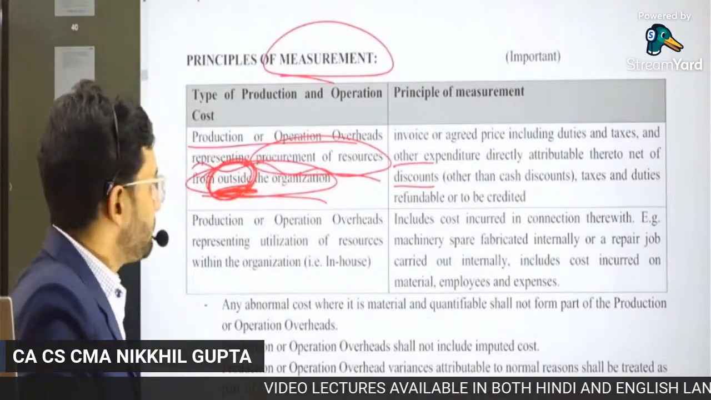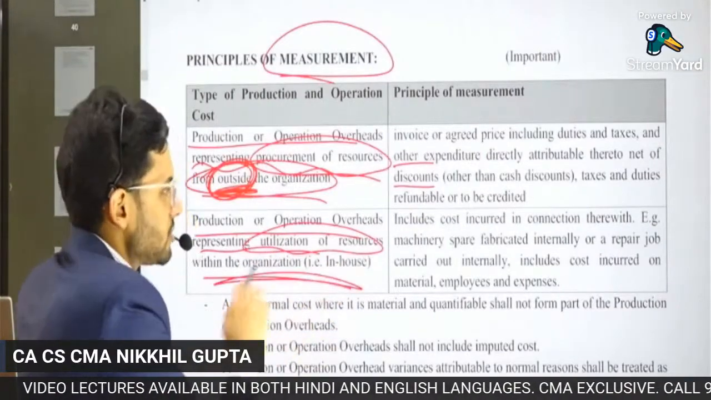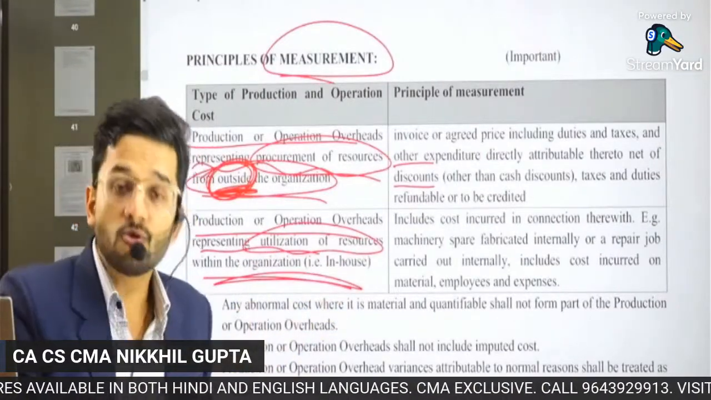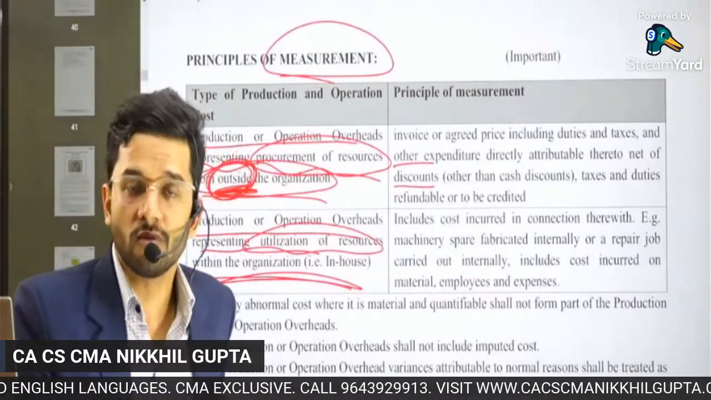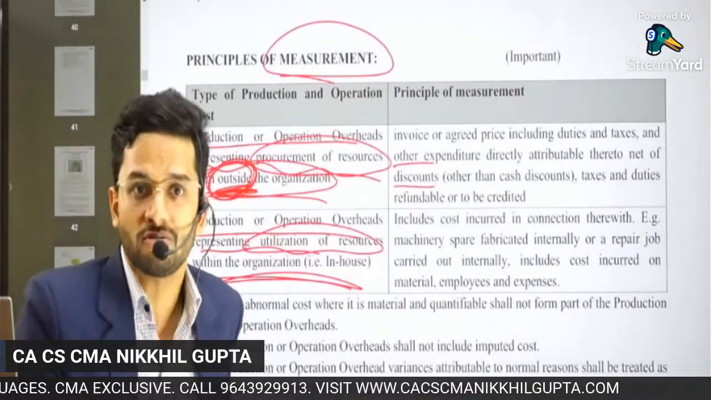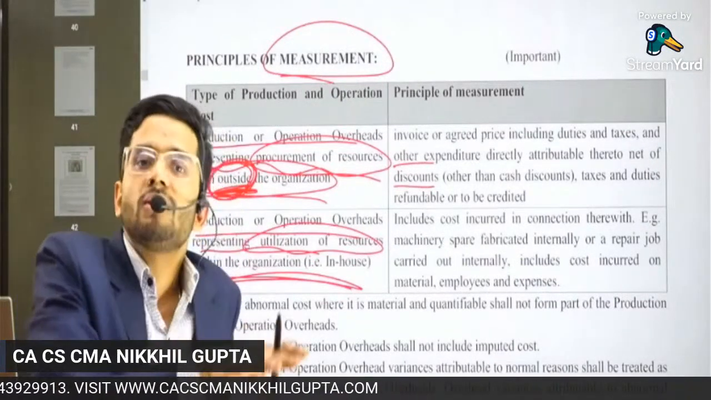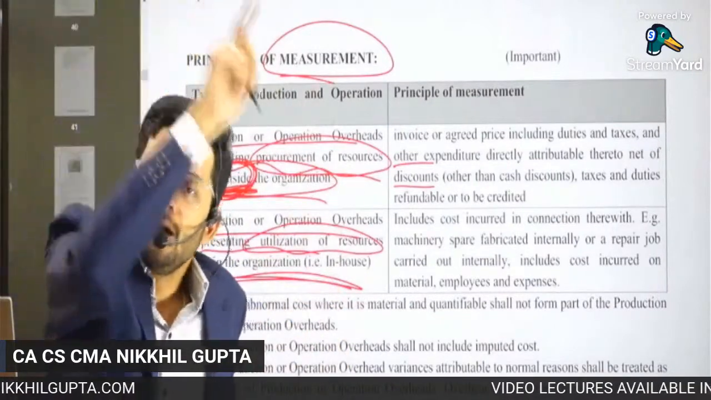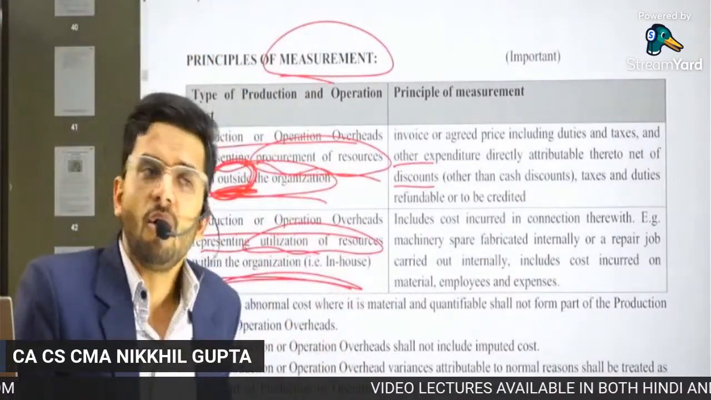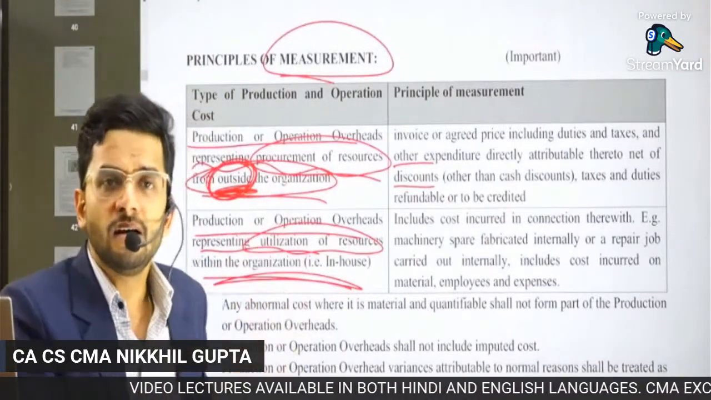Now, if the production or operation overhead represents utilization of resources within the organization, which means we have an in-house way in which we can incur these expenses. These overheads are being incurred within the organization. For example, we have a repair and maintenance department within the organization, which is doing repair and maintenance of all the machineries in the plant, all the cost centers. Repair and maintenance is being done by our repair and maintenance cost center.